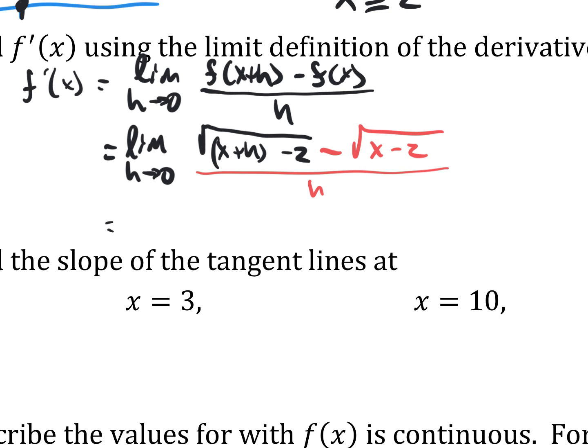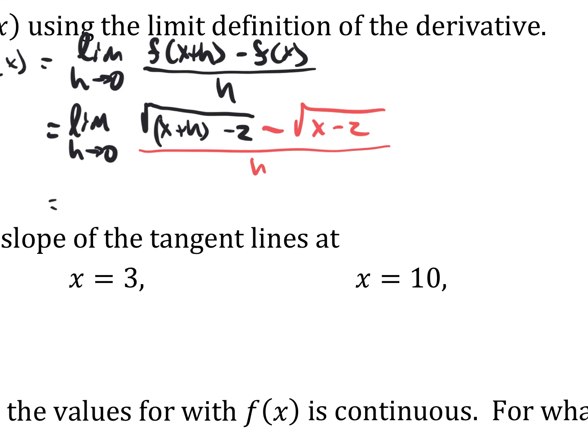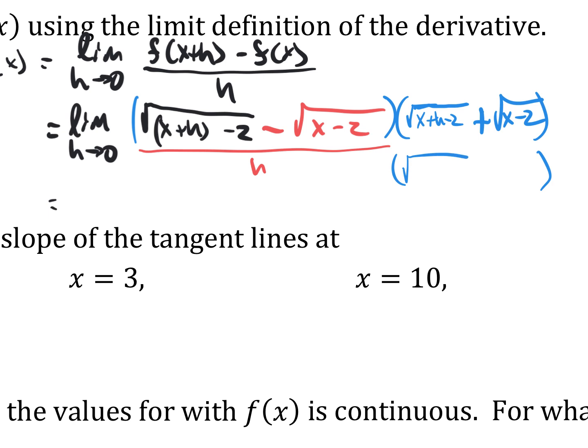That's a problem. So we've worked on limits. What we need to do is multiply this by something special. Do you remember what it is? It's the conjugate. So we need to multiply this by the square root of x plus h minus 2, plus the square root of x minus 2. It's kind of ugly. We've got to do the top and the bottom by the same thing, right? Because we're multiplying by 1.